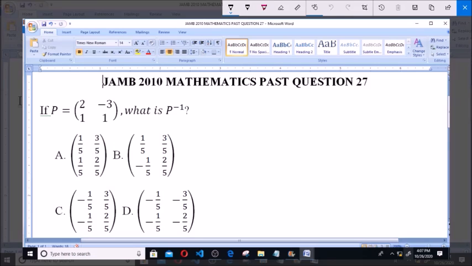If P is a 2 by 2 matrix of 2, minus 3, 1 and 1, what is P inverse? That is P raised to the power of minus 1. Now A is given to us: 1 over 5, 3 over 5, 1 over 5, 2 over 5. B: 1 over 5, minus 1 over 5, 3 over 5, 2 over 5. C: minus 1 over 5, minus 1 over 5, 3 over 5, 2 over 5, and D: minus 1 over 5, minus 1 over 5, minus 3 over 5, and minus 2 over 5.